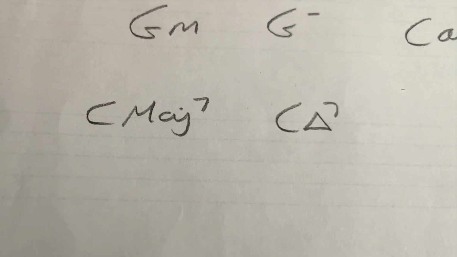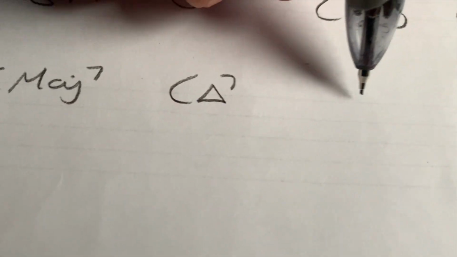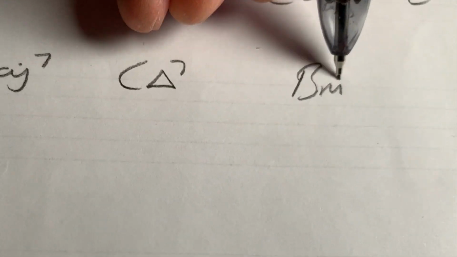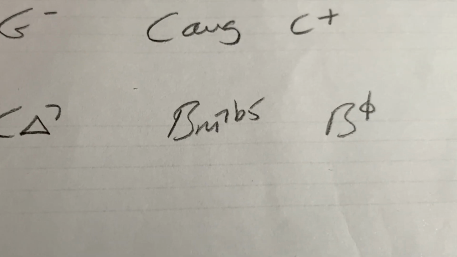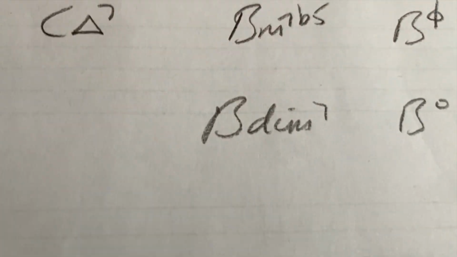Sometimes you get things like C major 7 written as that, but it can just be written as this, C triangle 7. Imagine you've got something like a B minor 7 flat 5. You could write B minor 7 flat 5, but sometimes that is written as B half diminished, like that. You might get, say, B diminished 7, written like that, or written like that.